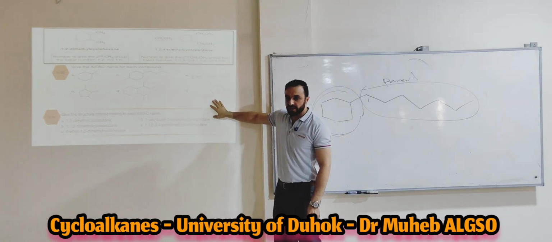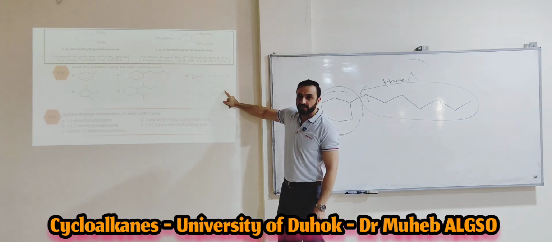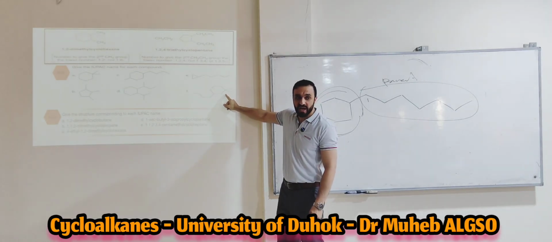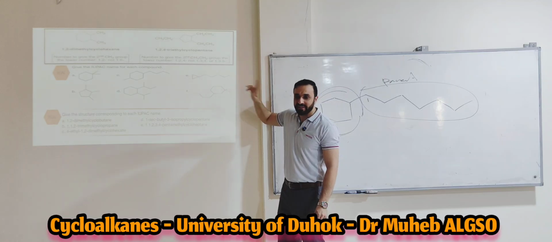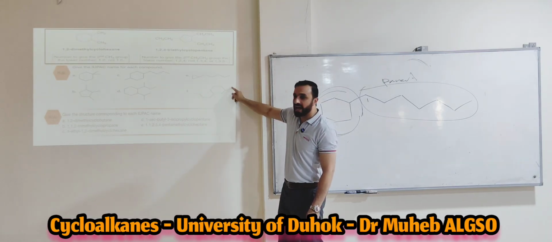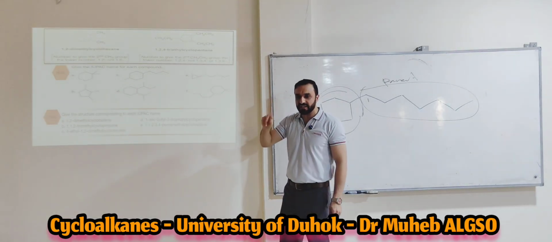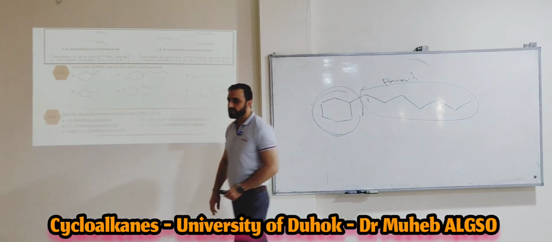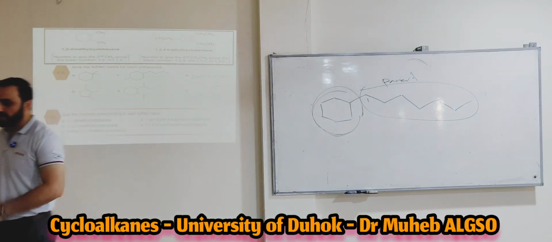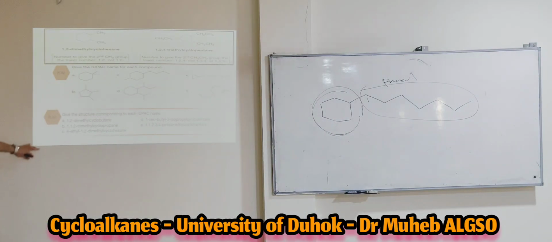1. Okay, good. 3, 3. That means if you have an identical group, you have to duplicate the number. 3, 3, dimethyl. Okay, we use di here. Dimethylcyclohexane. Tamam, good. What is the name of this?